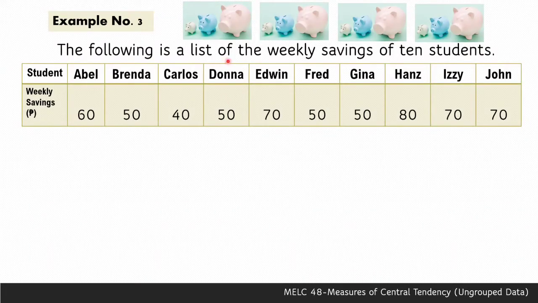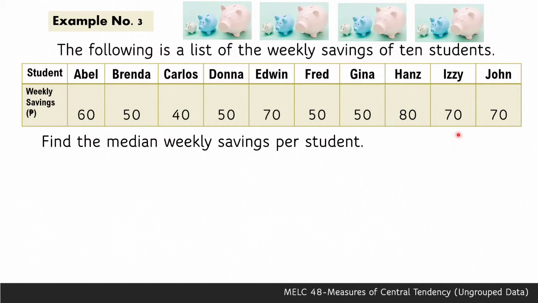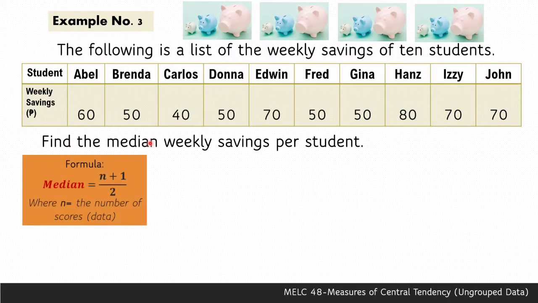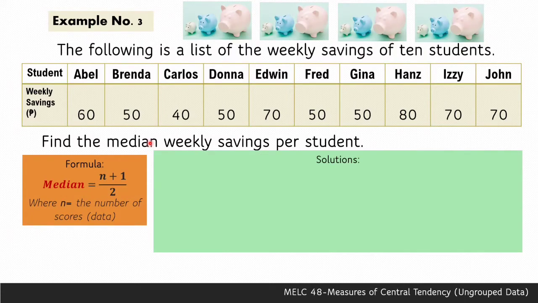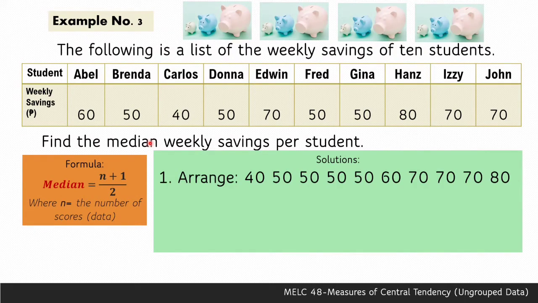The following is a list of the weekly savings of the 10 students. So here again are the savings of the 10 students. And now we will have to find the median weekly savings. Okay. So the formula is here again. And first, you have to arrange these numbers in increasing order. So we will have 40, 50, 50, 50, 50, 60, 70, 70, 70, 80.